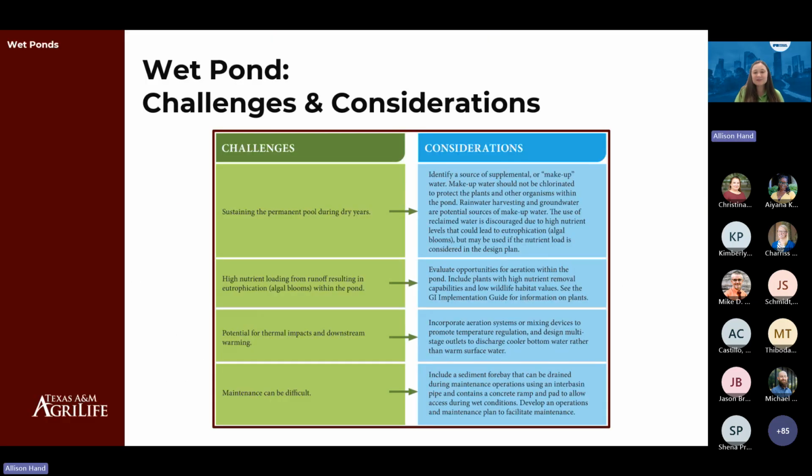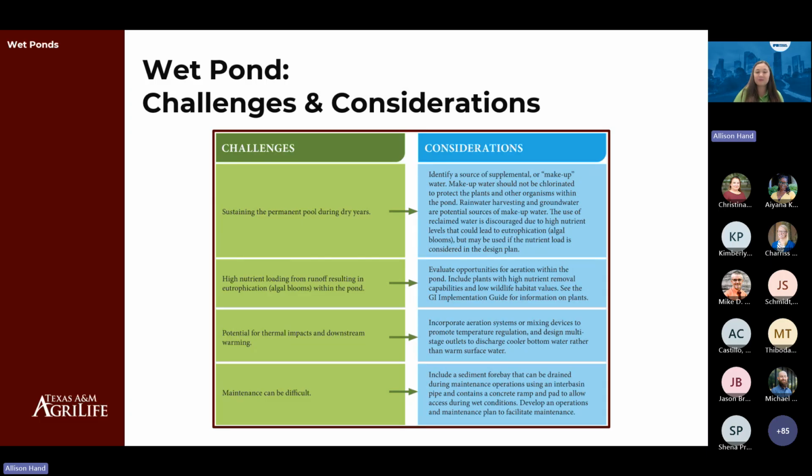Okay. The design set begins with some common challenges designers face when designing wet ponds and an explanation of how the design set can help overcome each challenge. For example, sustaining the permanent pool during long, hot summer months where rainfall can't keep up with evaporation is a challenge designers face. Well, designing your wet pond with a source of makeup water can help overcome this challenge. In some projects, your rainwater harvesting may be a source of makeup water.